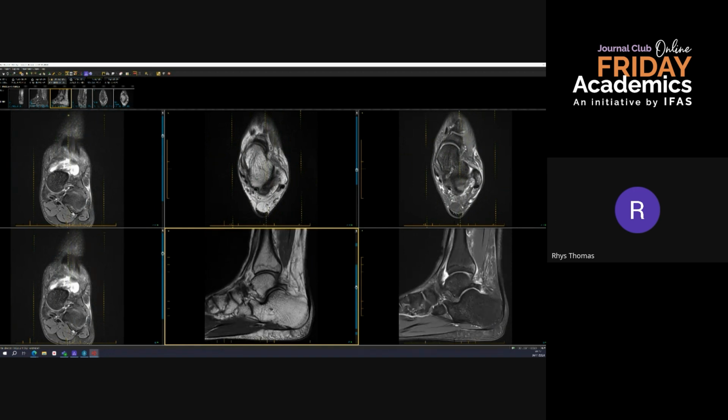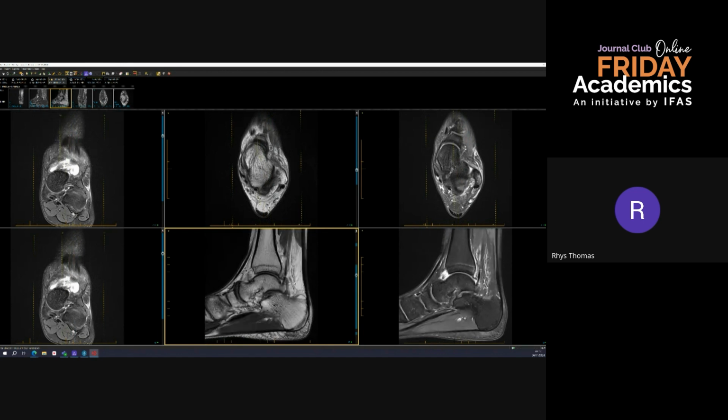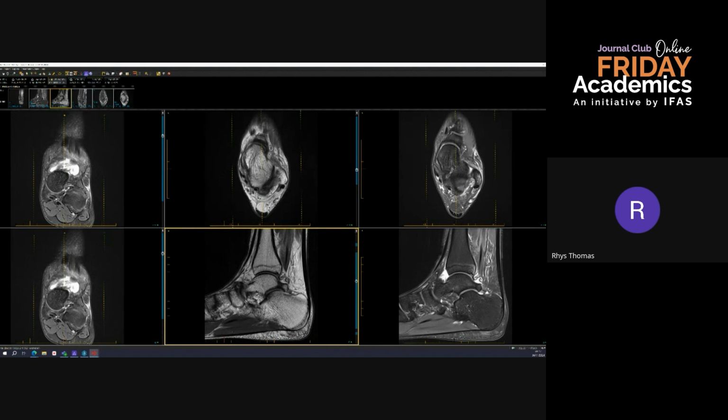The other abnormality here is a little osteochondral fragment, very difficult to see on the MRI, which has come off from the back, from the posterior malleolus. This is visible on the X-ray, which I don't have to hand. Oh, I do have it to hand actually.